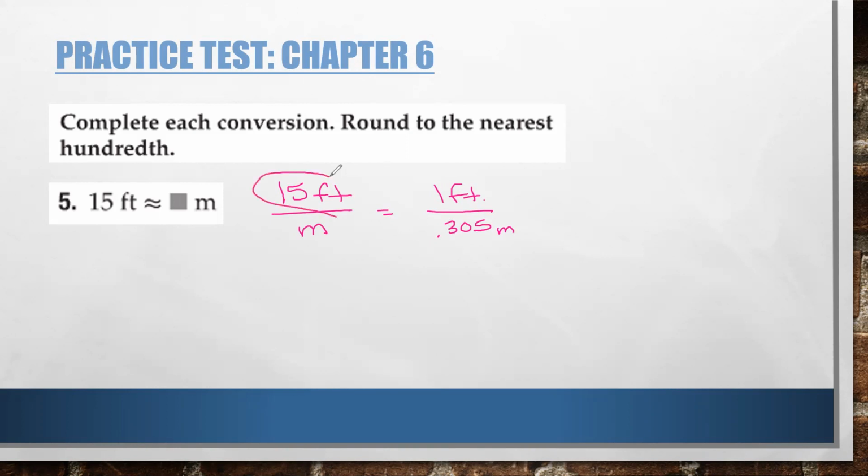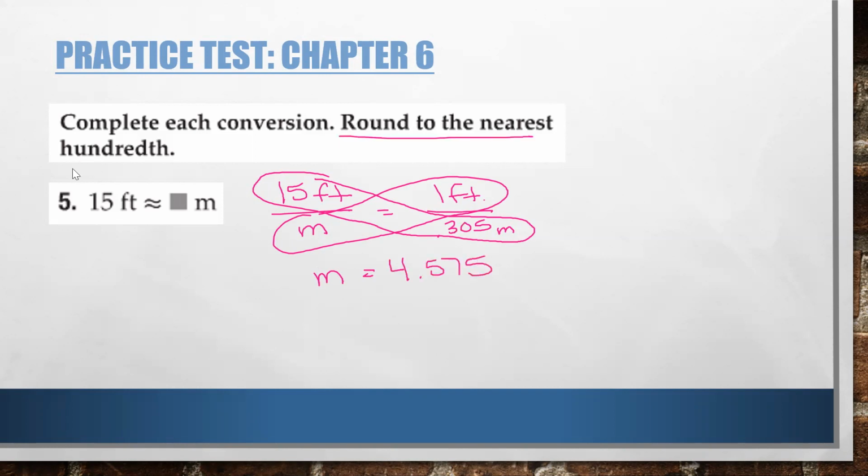We can cross multiply. We would do 15 times 305 thousandths, okay? And m times 1, so that's just 1m. And when we multiply, we end up with 4 and 575 thousandths, but it says to round to the nearest hundredth, okay? So m is approximately equal to, we have a 7 in the hundredths place, so we look to the thousandths place and there's a 5. So 5 or more, we round up. 4 or less, it stays the same. So we're going to round that 7 up to an 8. Okay, so it's about 4 and 58 hundredths meters. Okay.